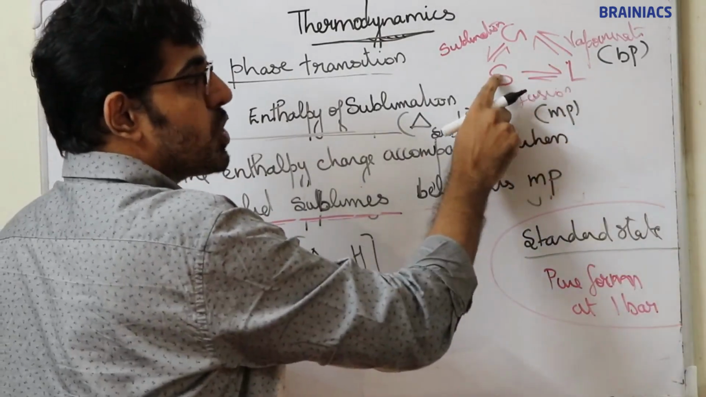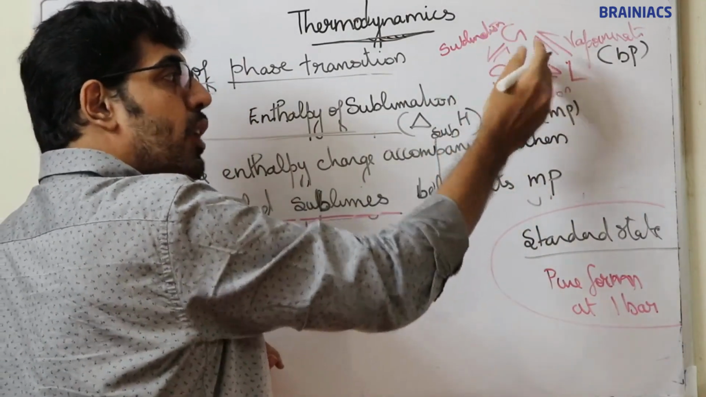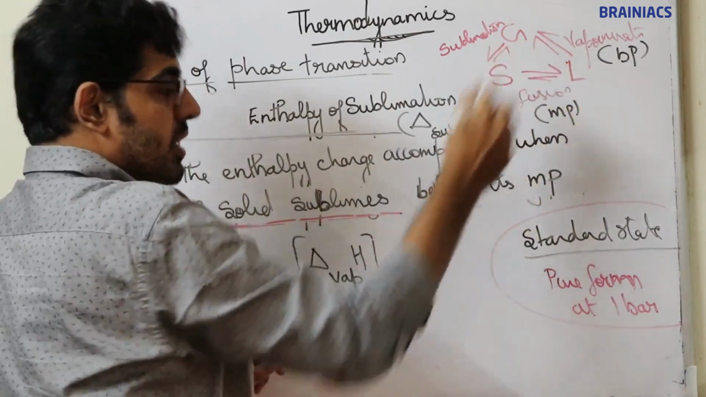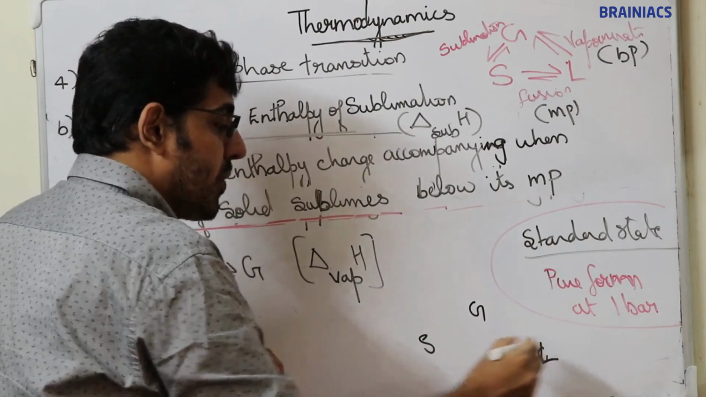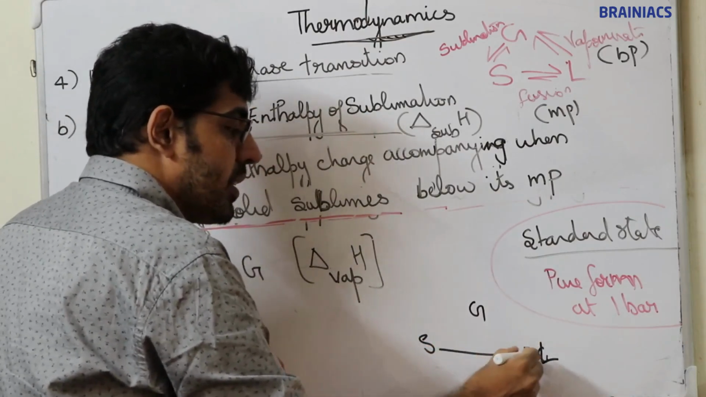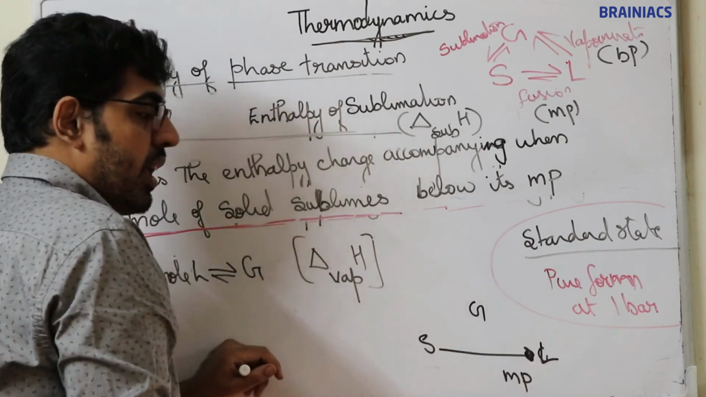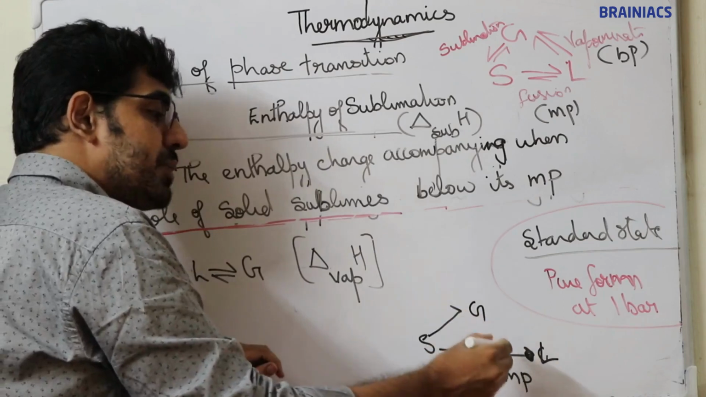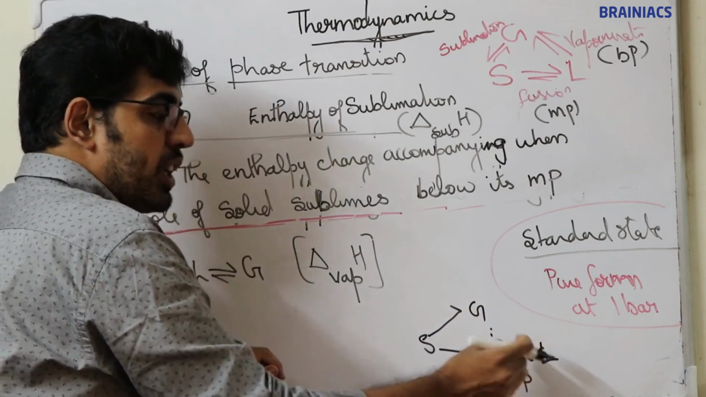At melting point, solid converts to liquid. So sublimation usually takes place below, that is before. If you consider this one, this is gas, this one is solid and this one is liquid. Let this be the melting point. At melting point, solid converts to liquid. Solid converts to gas below melting point. If solid reaches melting point, it will convert to liquid.